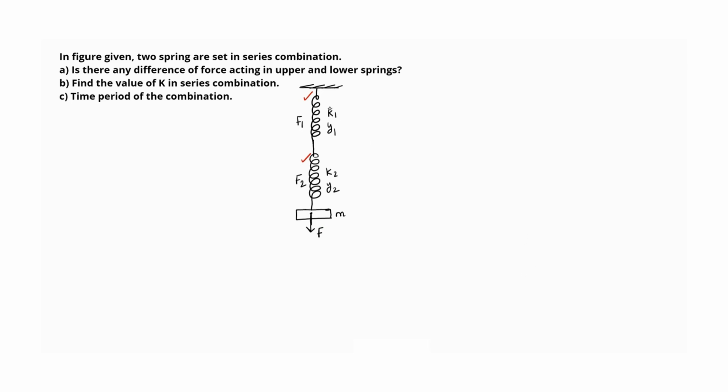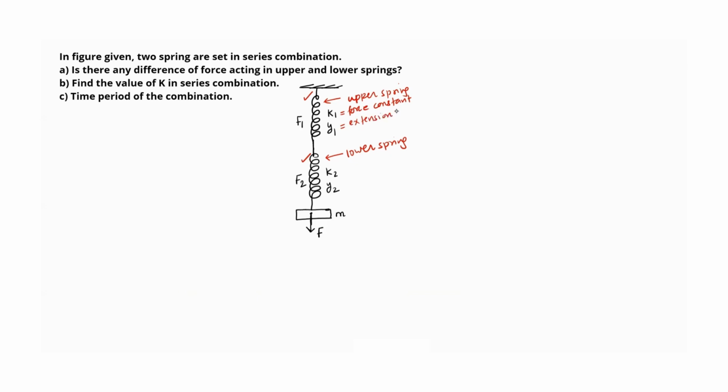So we have two springs, okay? One upper spring and another lower spring. They are connected in series combination. So we have this, and K1 is the spring constant or force constant, so I'm writing in this way. This is the force constant for the upper spring, and Y1 is the extension.